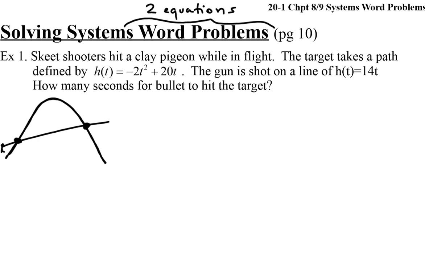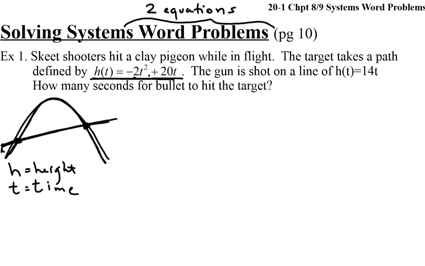The clay pigeon takes this trajectory. We note that it is a quadratic. The -2 tells us it opens down. So there's the trajectory we're talking about. The gun is shot on a line, H(t) is equal to 14t, where it does say in the question, but I didn't type it all up, it tells us that H is the height above the ground, and t is the time the projectile's in the air. So that's what we want to do.